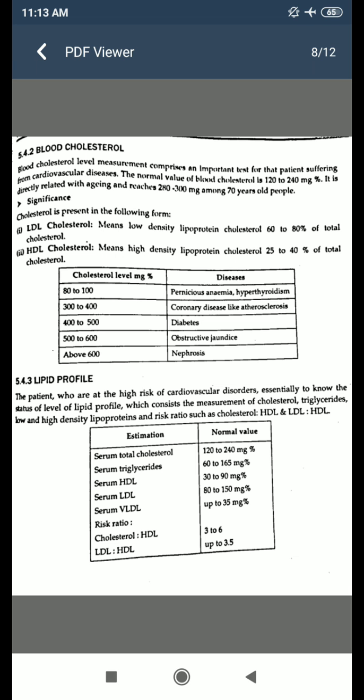Then estimation and normal values. Serum total cholesterol normal value is 120 to 240 mg percent. Serum triglycerides 60 to 165 mg percent. Serum HDL 30 to 90 mg percent. Serum LDL 80 to 150 mg percent. Serum VLDL up to 35 mg percent. Risk ratio cholesterol to HDL is 3 to 6. LDL to HDL is up to 3.5.